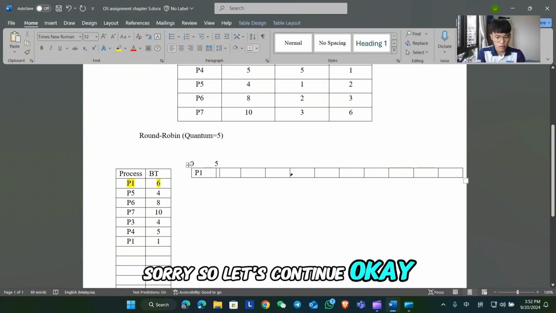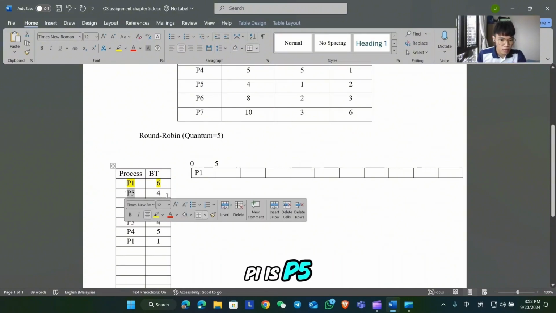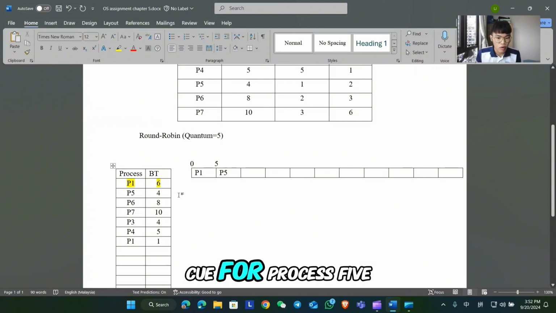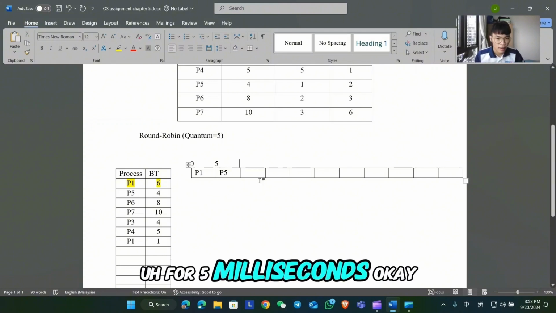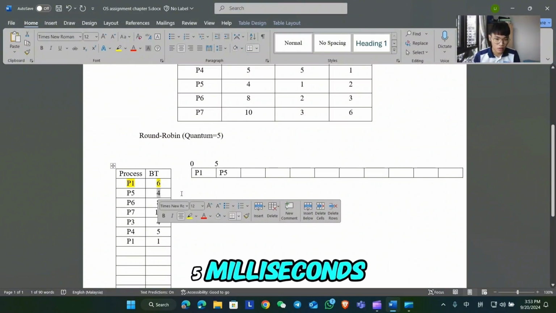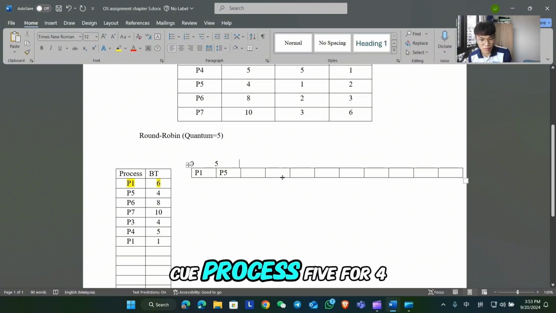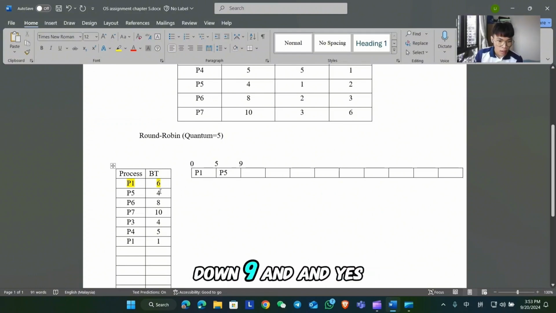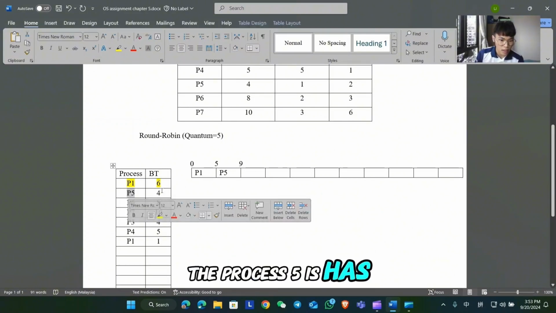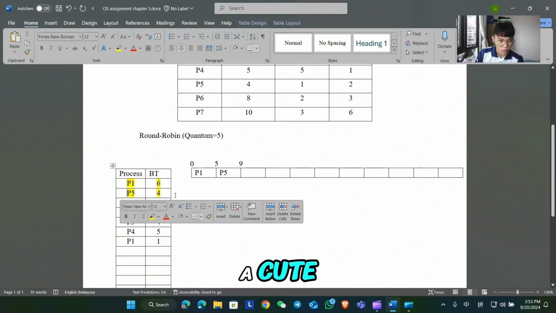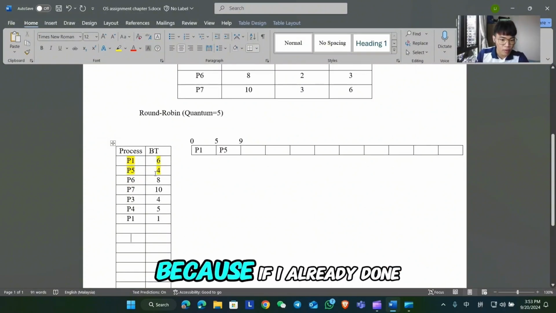Let's continue. After P1 is P5. We write down P5. Can the CPU execute process 5 for 5 milliseconds? The answer is no, because the burst time for P5 is only 4, and 4 milliseconds is less than 5. So the CPU can only execute process 5 for 4 milliseconds. 5 plus 4 equals 9, so we write down 9. Process 5 has finished, so we highlight that. We no longer need to list P5, because P5 is already done.